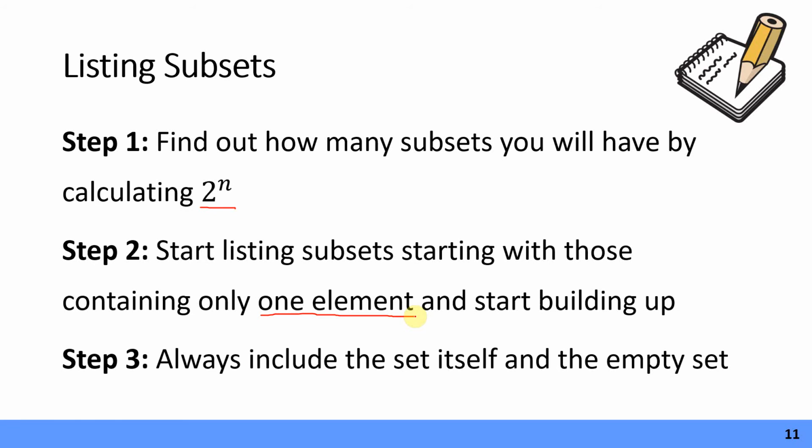And then step 3, once you're done listing or almost done, then you come back and remember what I told you, right? The empty set is always going to be one of them. So we write it down. And then the set itself, the whole set, is also a subset of itself. We already talked about it, right? It's not a proper subset, but it's still a subset. So you still have to write it down.